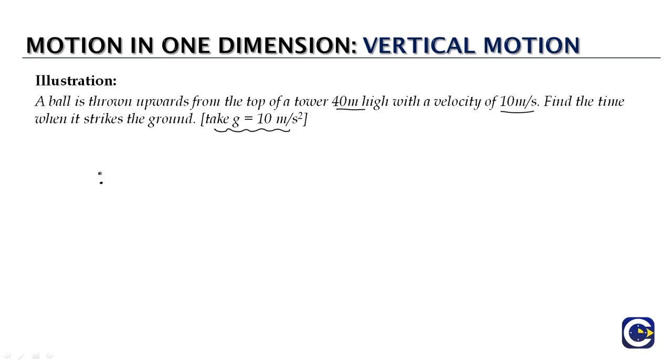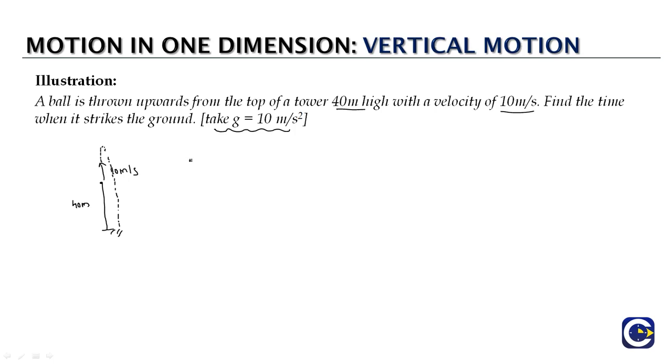So we are throwing an object upwards with a velocity of 10 meters per second from a tower of height 40 meters. Now as we already discussed the case of this motion, it will go up, reach the maximum height and then it will fall and then it will be striking the ground.